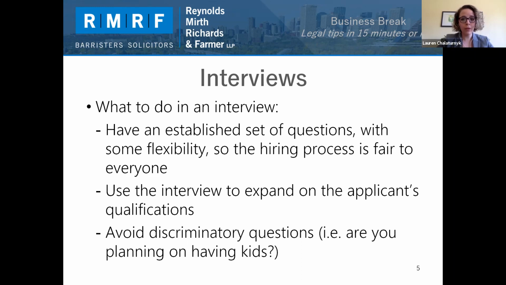The other thing that can be helpful in interviews is to ensure that you have an established set of questions, but with some flexibility so that you ensure that the hiring process is fair to everyone. At the end of the day, when you're going through those initial stages of hiring an employee, you want to make sure that there's a lot of fairness in the process to make sure that you're not falling into any of those discriminatory practices. The other thing that can be quite helpful in an interview is to ensure that you're using it to expand on what the applicant has indicated are their qualifications, so that you also ensure that you're getting the most qualified employee for the job.